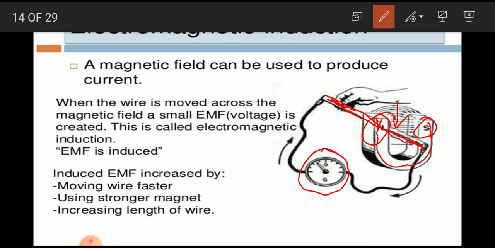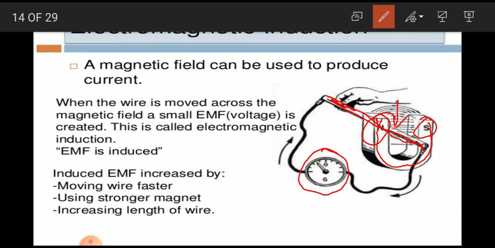When the wire is moved across the magnetic field, a small EMF is created. This process is called electromagnetic induction. The EMF is called induced EMF, and the current is called induced current. Induced EMF is increased by moving the wire faster.